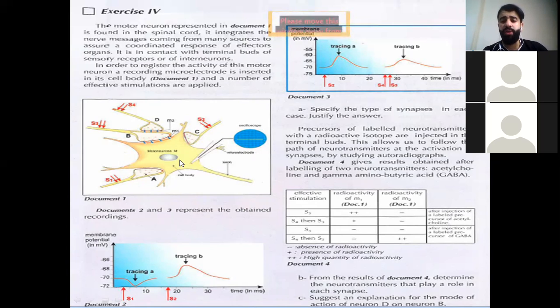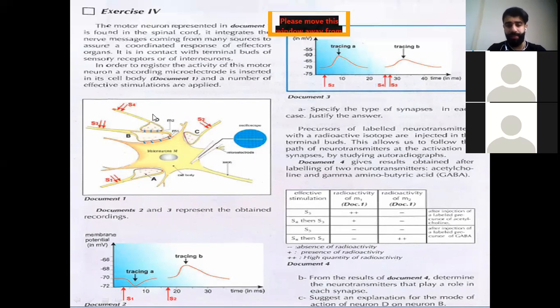This allows us to follow the path of the neurotransmitters at the activation of the synapse by studying the autoradiographs. Document 4 gives results obtained after labeling two neurotransmitters: acetylcholine, ACh, and gamma aminobutyric acid, which is GABA. From now on, you should have memorized these. So GABA and acetylcholine are two different neurotransmitters. In this table, the legend says minus means absence of radioactivity, plus means presence of radioactivity, while two pluses means a high quantity of radioactivity.